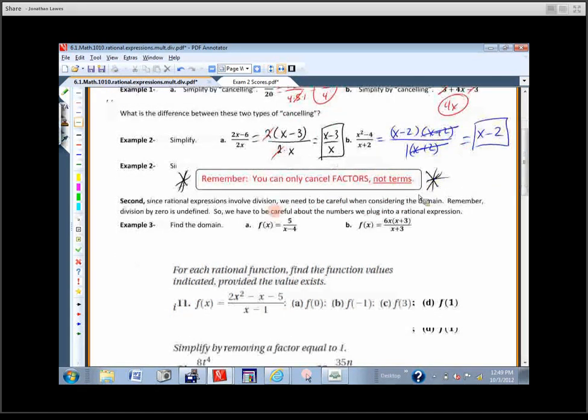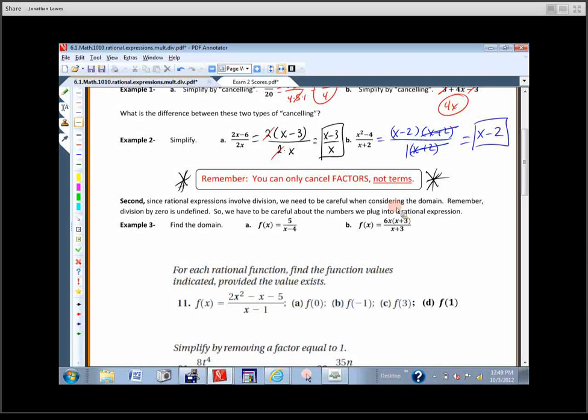Since rational functions involve division, you've got to be careful about the domain. Remember, what number can't you divide by? 0. You can't divide by 0. So we talked about 3 functions that have domain issues. One is division. You can't divide by 0. We talked about another one. Even roots, square roots, fourth roots, and so forth. You can't take the even root of a negative.